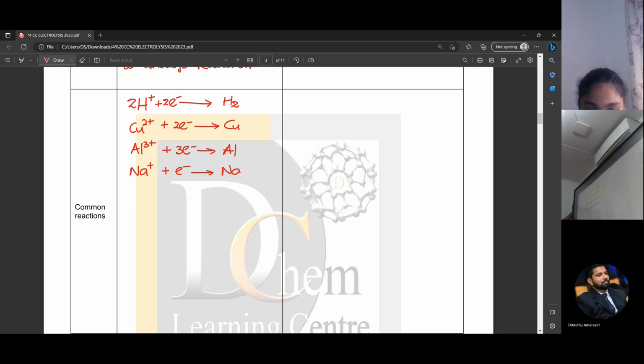What are the other reactions? Lead, zinc, right? Anything such as chromium. You can write any positive ion. There is a possibility that it can take electrons and become its metal. So it's very easy, right? You just need to know the charge of the ion, put the number of electrons related, and then write the reaction.